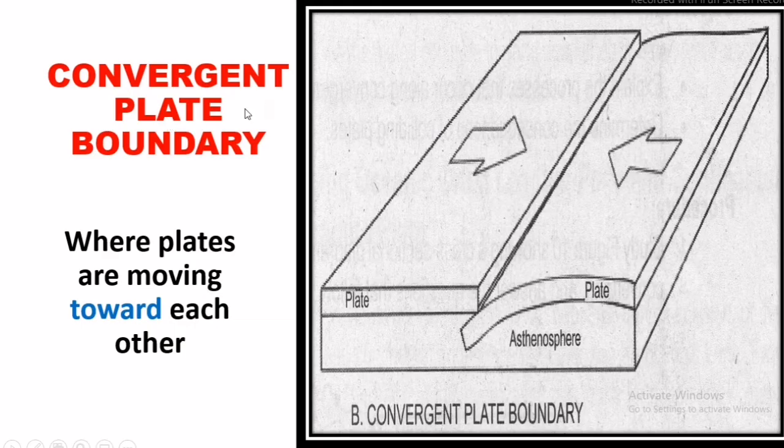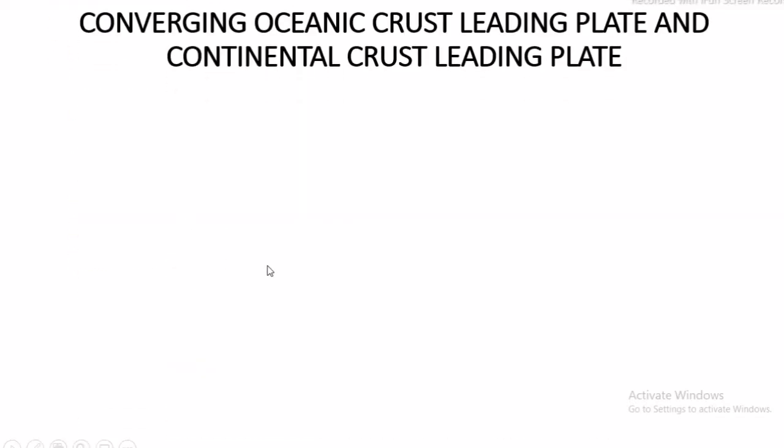Let's begin with the convergent plate boundary, where plates are moving toward each other. As you can see on the diagram, the two arrows are pointing to each other. So it means that this plate and this plate are moving toward each other. Their boundary is called a convergent plate boundary, from the root word converge, which means to meet. Converging plates can be an oceanic crust-leading plate and a continental crust-leading plate. Remember that a plate can be either one.